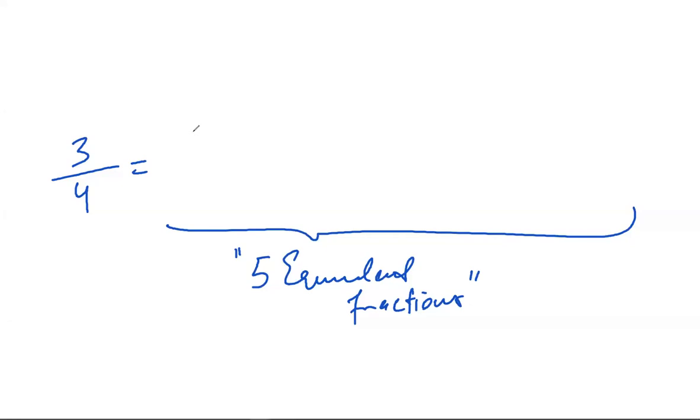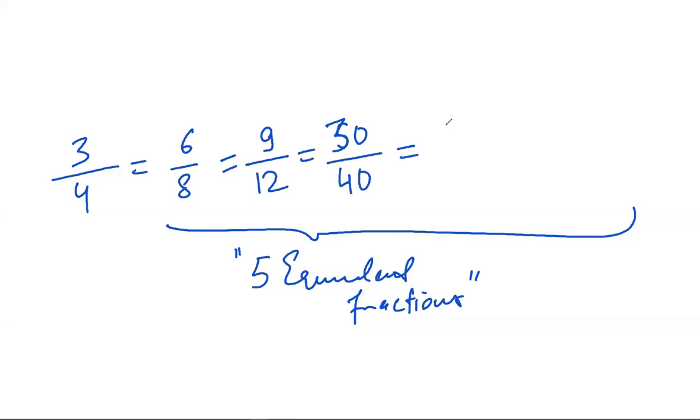6 by 8, 9 by 12, 30 by 40, 300 by 400, and 3000 by 4000. Arre, Mr. Sarthak, I am not a computer, so you have to go slowly. 6 by 8, 9 by 12, 30 by 40, 300 by 400, and 3000 by 4000. Shabash.